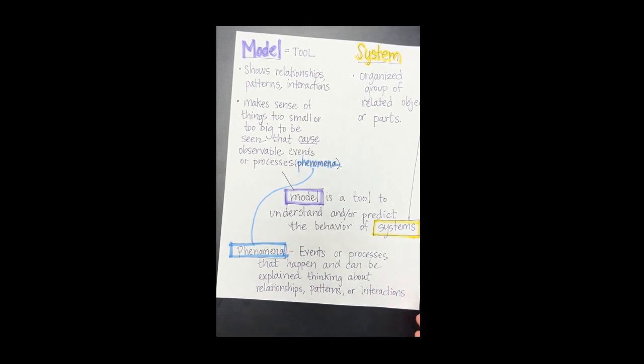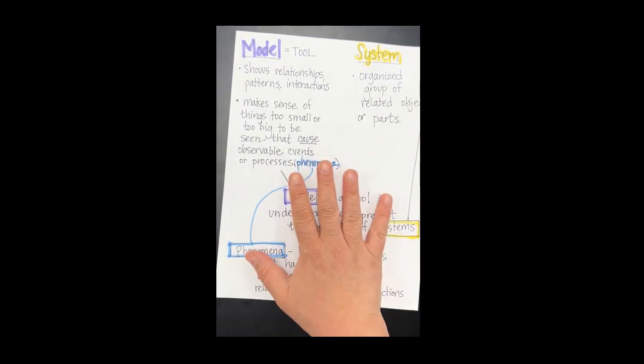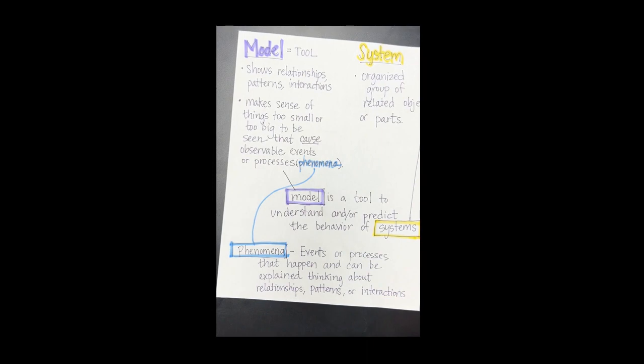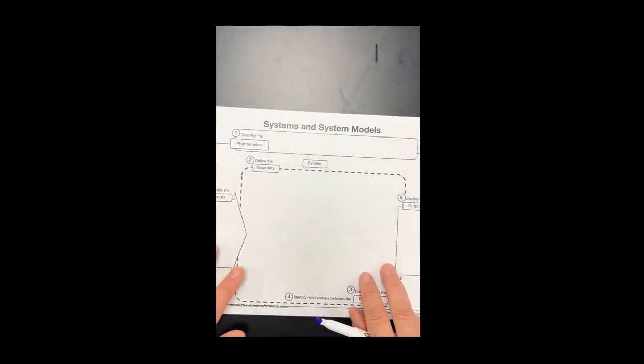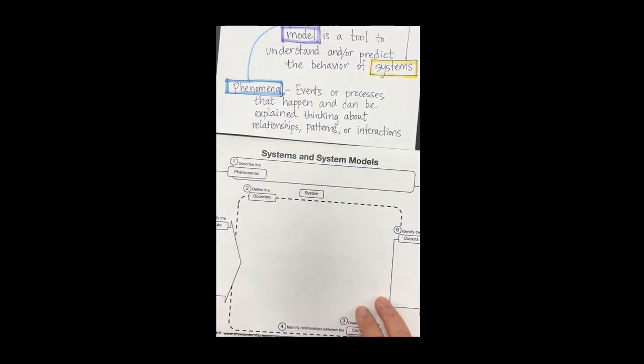So when you start to fill out this system and system model, you're going to be thinking about all of these pieces and how they go together. So the first thing that you want to do on this system and system model is describe the phenomenon. Remember, a phenomenon is an event or a process that happens.